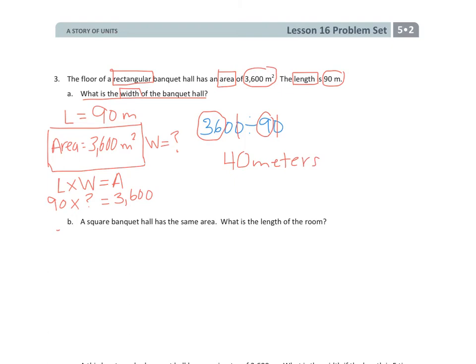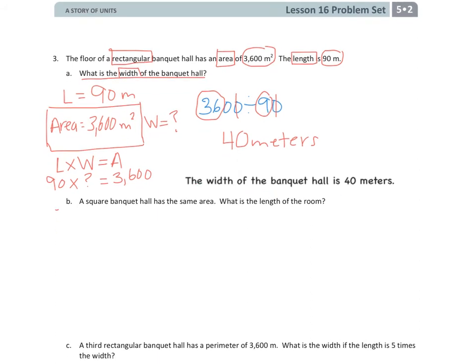So let's write our sentence out to answer the question. So the question was, what is the width of the banquet hall? Here's our sentence. The width of the banquet hall is 40 meters. So make sure you have the word meters or the little m, and it is not meters with a little 2 exponent on top, because that's talking about area. Whenever we talk about width or length, it's just the actual measurement with no little exponent. So make sure you have your sentence written down, and then we'll go down to B.